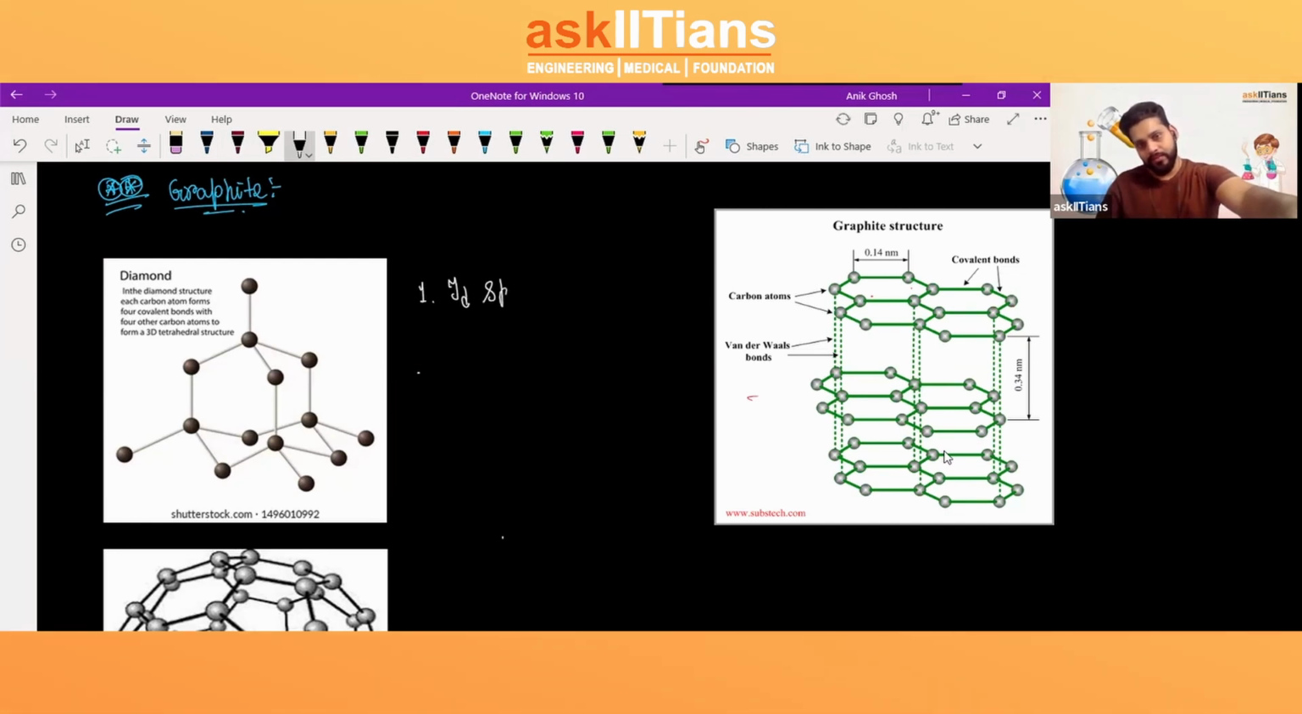Tetrahedral species, all bonded with single bonds, right? All the atoms are bonded with single bonds. Guys, remember, every one of the bonds is carbon. Okay, so it's a tetrahedral species. That's the first thing. The second thing is, because it is singly bonded, it cannot conduct electricity. That's an insulator of electricity.